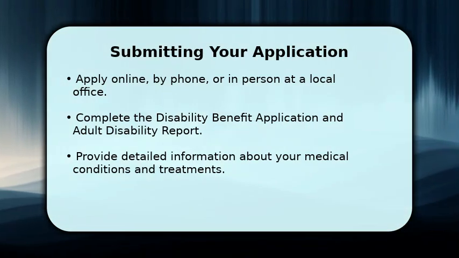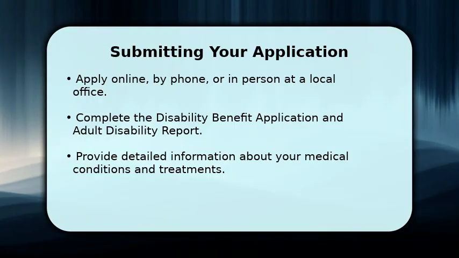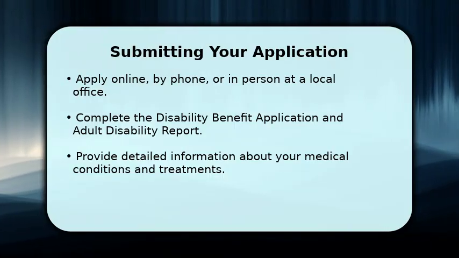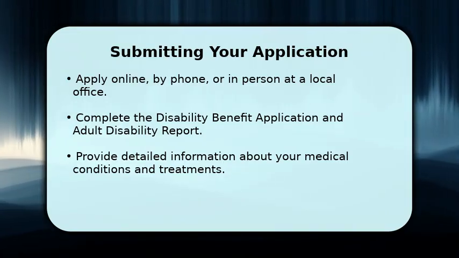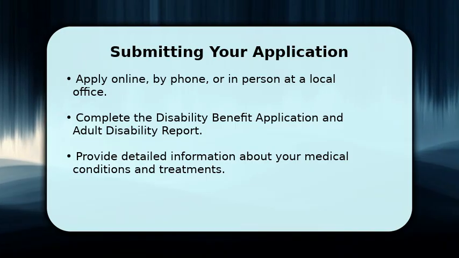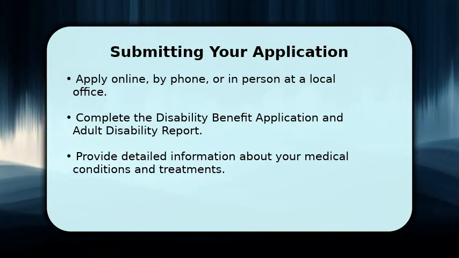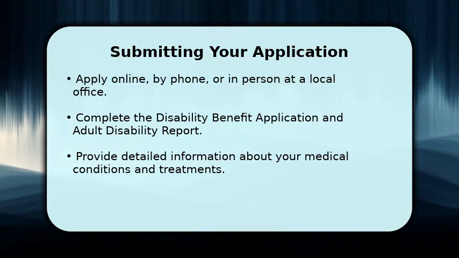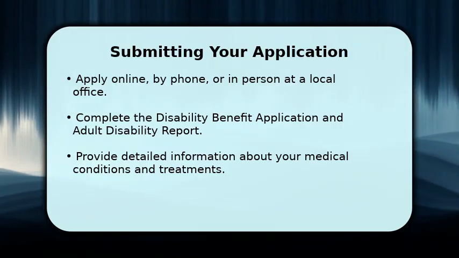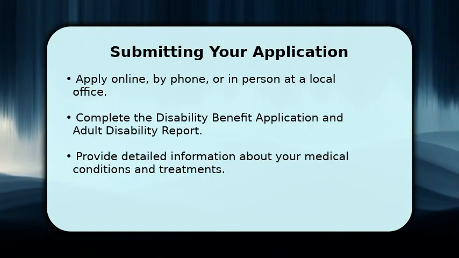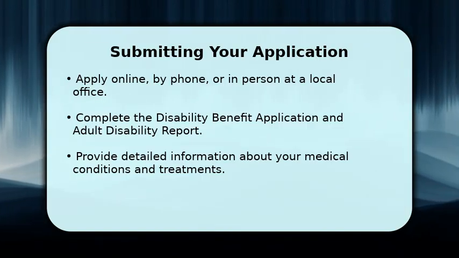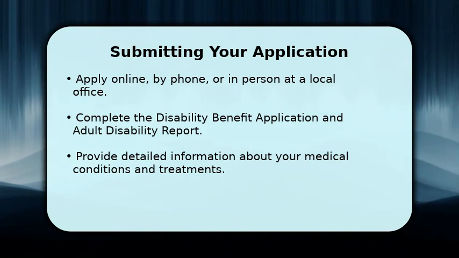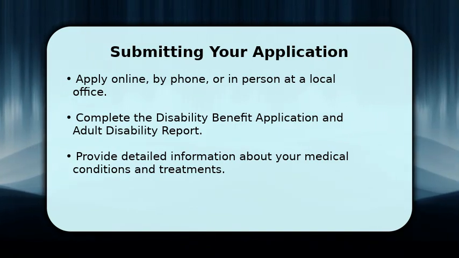Next, you can submit your application in one of three ways: online, over the phone, or by visiting a local Social Security office. You will need to complete two primary forms: the Disability Benefit Application and the Adult Disability Report. Be thorough when providing information about your medical conditions, including diagnoses, treatments received, and the names of all healthcare providers. Accuracy here is crucial for a smooth process.